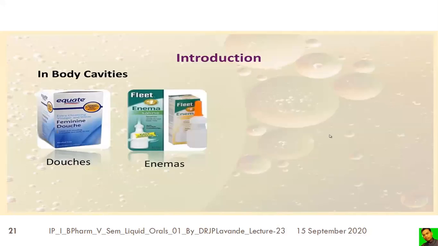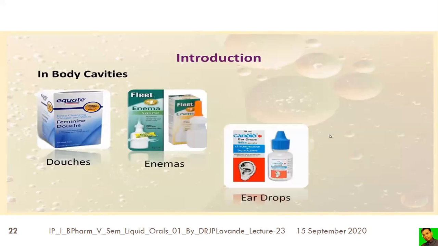Whenever there is a difficulty in defecation, enemas are introduced so that they clear the bowels. Next are the ear drops. These are to be introduced into the cavity associated with the ears.